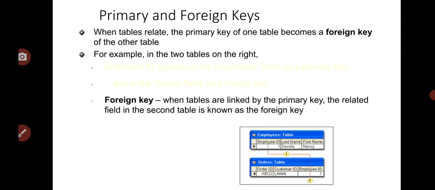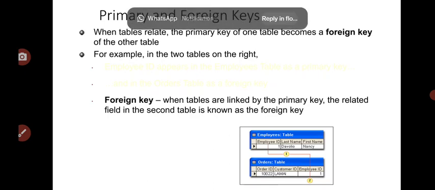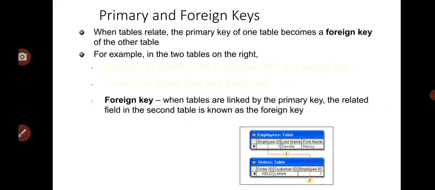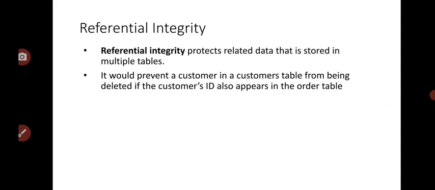In the employee table, we have three attributes: employee ID, last name, first name. In the orders table, we have three attributes: order ID, customer ID, and employee ID. Employee ID is repeated here in the orders table. In the employee table, it acts as the primary key, whereas in the orders table, the employee ID acts as the foreign key. Referential integrity protects the related data that is stored in multiple tables. It could prevent a customer in a customer table from being deleted if the customer's ID also appears in the order table.